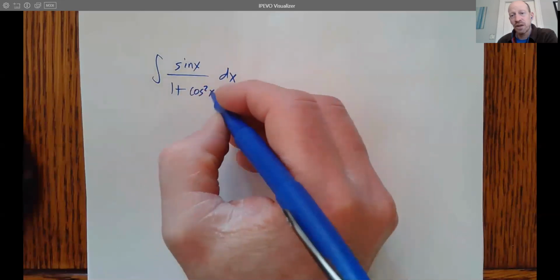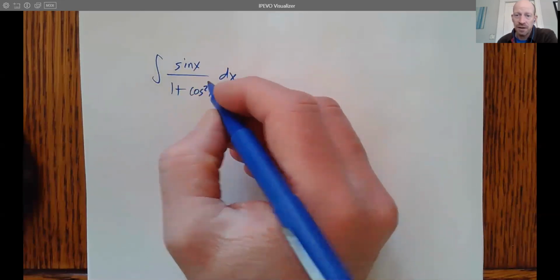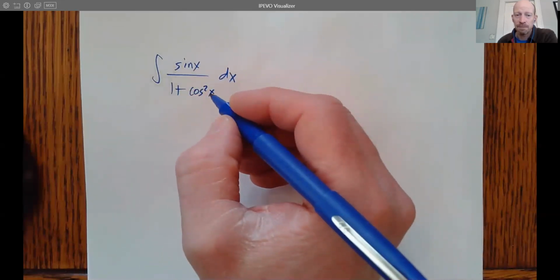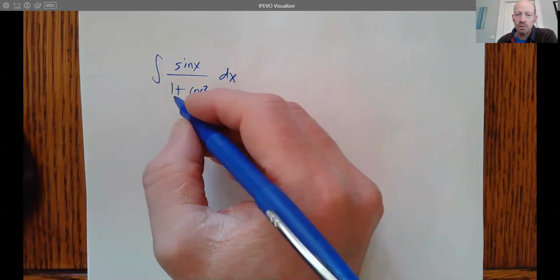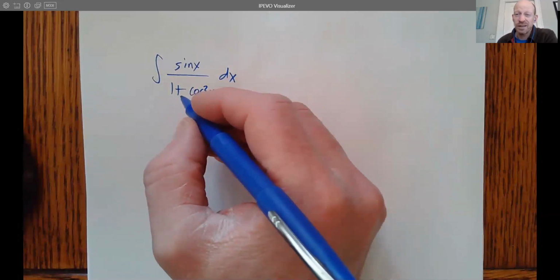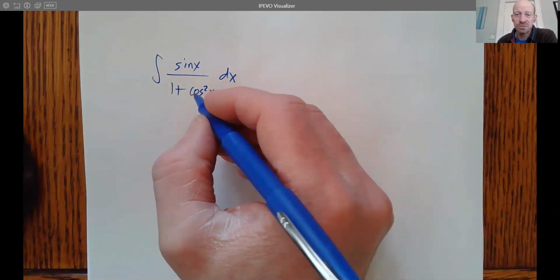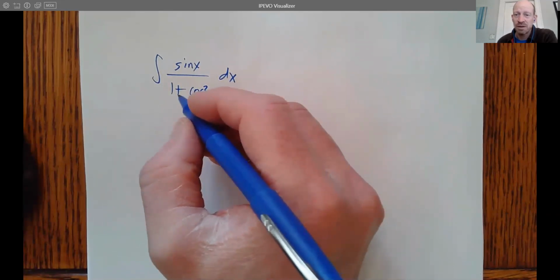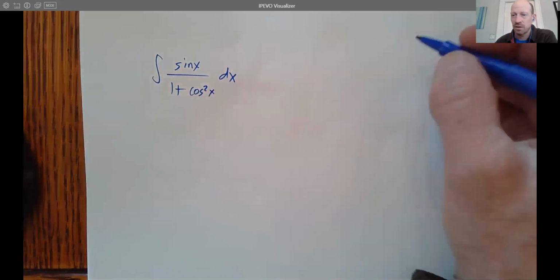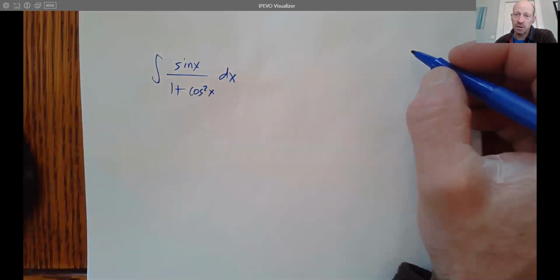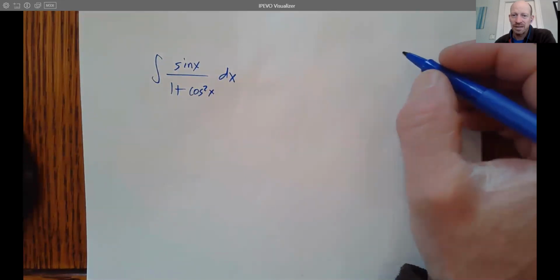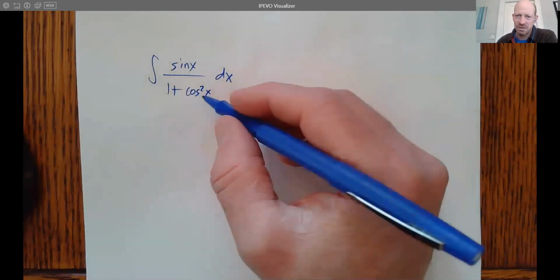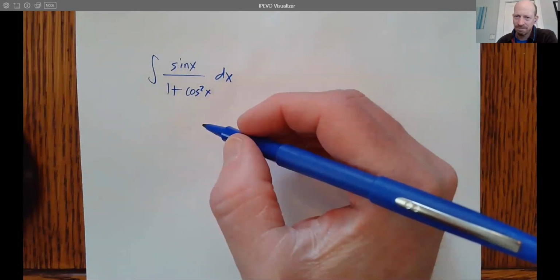There are times when sine and cosine could be simplified into something better, and this 1 plus cosine is kind of close to something we can change using the Pythagorean theorem, but it's not quite the same, right? Sine squared plus cosine squared is 1, but that doesn't allow us to substitute very easily for this.